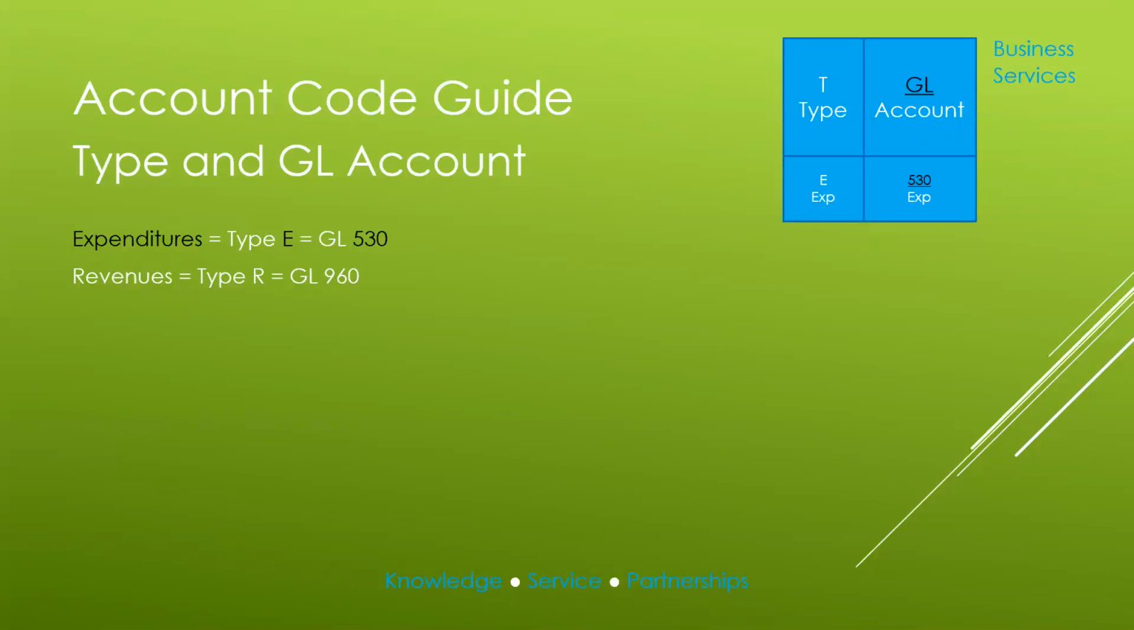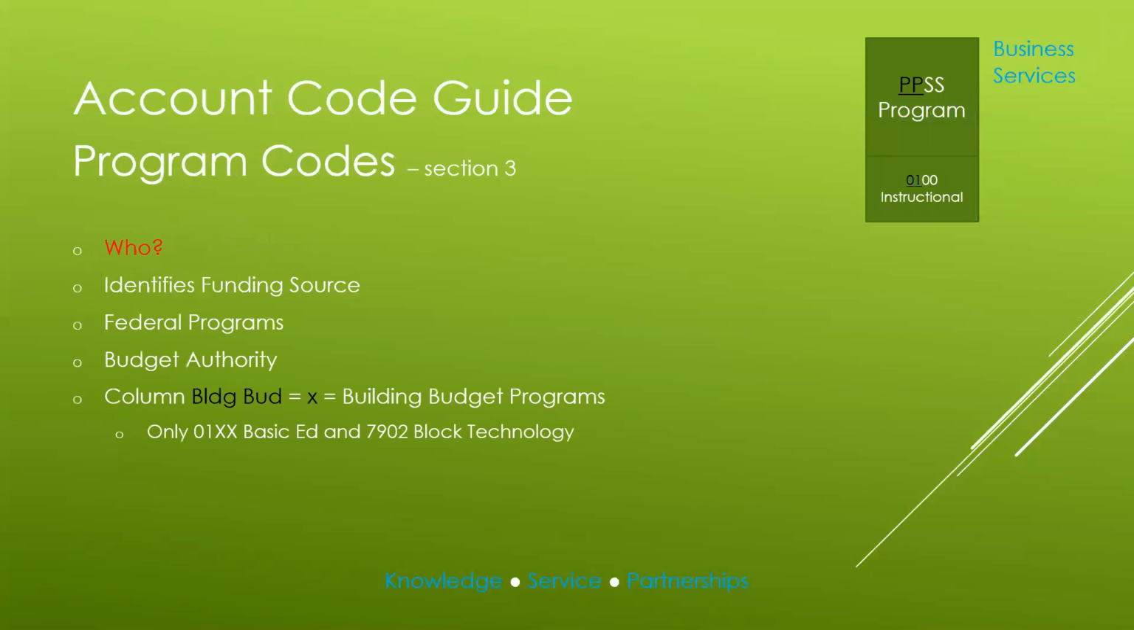The expenditure, the type and the GL account code are pretty easy. We live in expenditures, which have a type code E and a GL 530. And again, you're only going to need this information when you're looking in the chart of accounts. The revenues have been hard-coded in InTouch. So let's start really with the program codes.